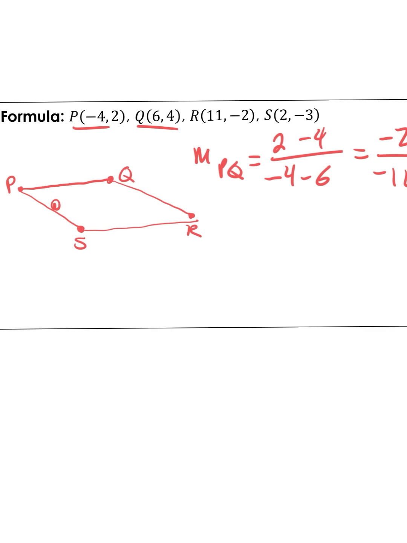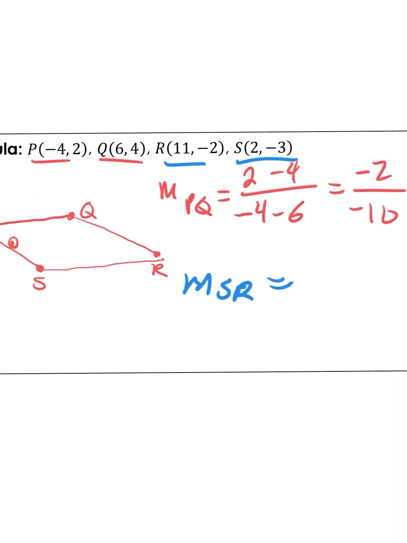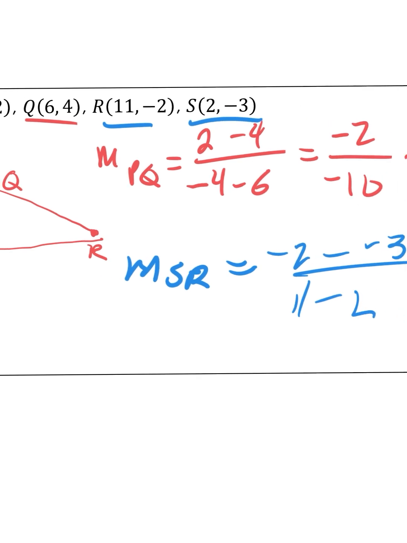You with me? So now that I've got the slope for PQ, I'm looking for the slope for SR. So the slope for SR, let's do that in blue. We're going to work with these two coordinates right here. So it's going to be minus 2 minus a minus 3 on top, and then 11 minus 2 on the bottom. So if we don't screw up the arithmetic, negative 2 minus a minus 3, what is that?